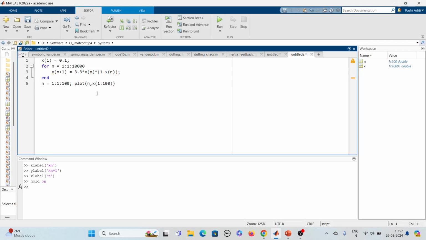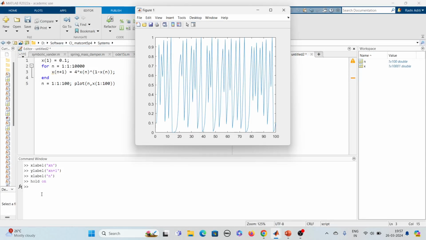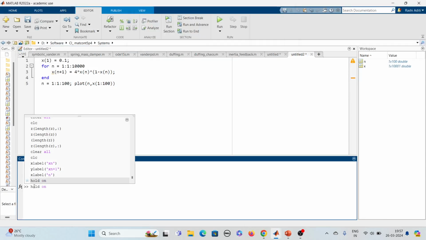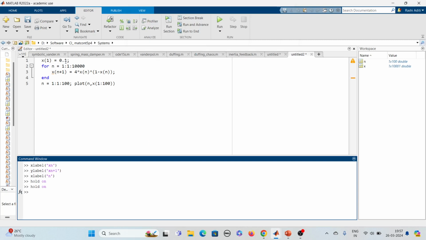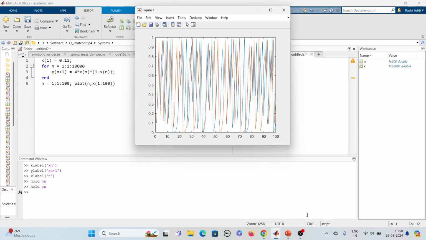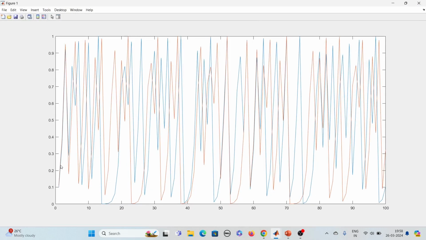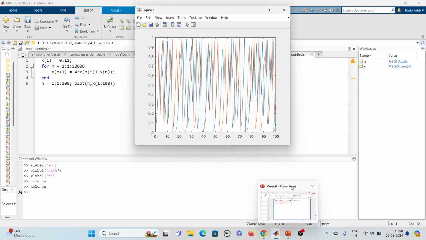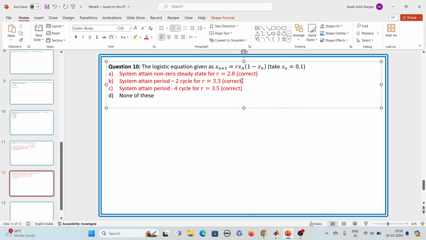While this will not be the case in a chaotic system, because in a chaotic system, a small change in the initial condition is going to have a significant impact on the final state. See, now you can see the variation. Initially it was almost the same, but after that it diverged a lot. So this is your logistic equation, which is a very nice example.